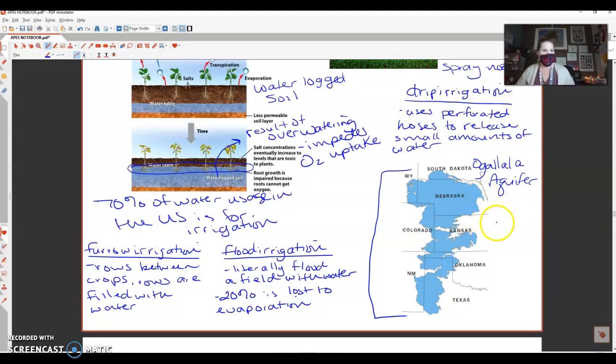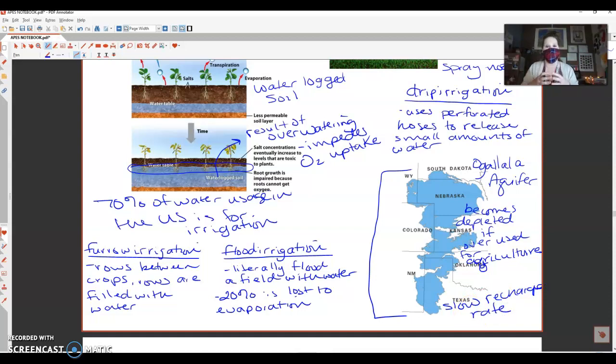Okay, so it becomes depleted if overused for agriculture, which is what we're seeing right now. Okay, so we have to always consider that an aquifer this size is going to have a slow recharge rate. Okay, we have to keep that into consideration. The only thing that will recharge it is rain.